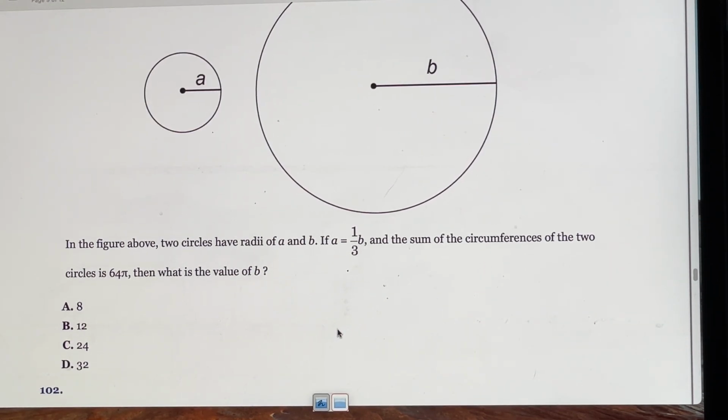101. Ooh, this one's a pain in the knee. All right, so the figure above shows two circles with radii of A and B. If A equals 1/3 of B and the sum of the circumferences of the two circles is 64 pi, what is the value of B?